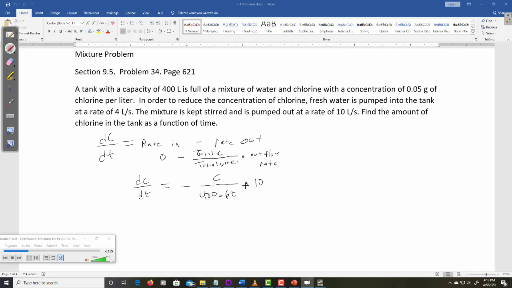And I think this would just be separable. So if it's separable, we can divide by C. dC over C is negative 10 over 400 minus 6t dt, which I suppose you can reduce as we work. Can divide a 2 out of everything. That's probably it. Negative 5 over 200 minus 3t dt.